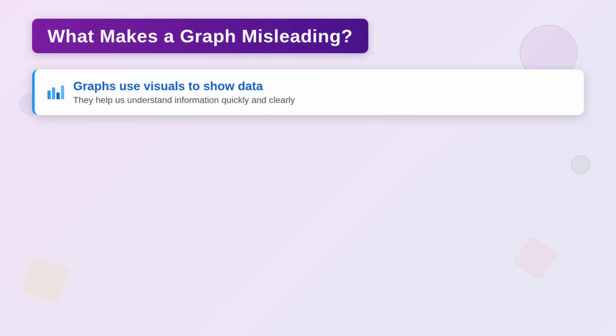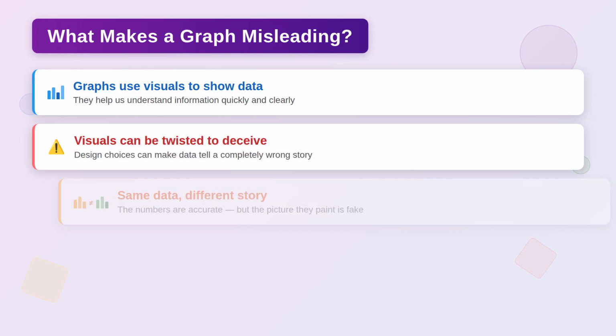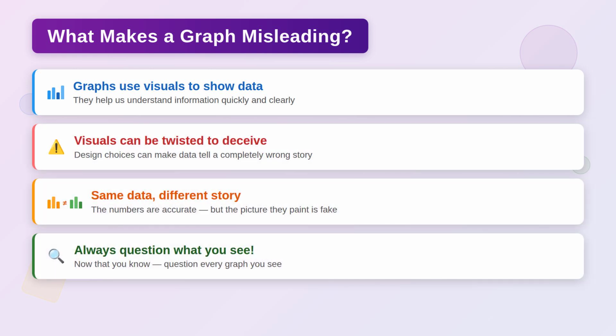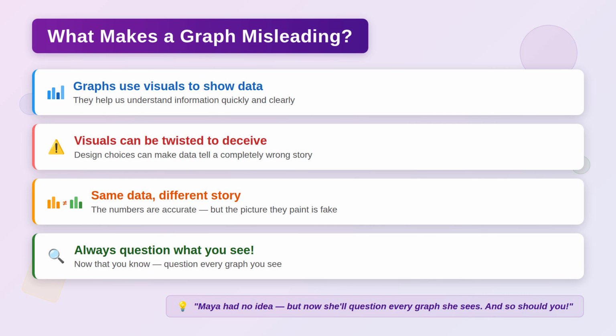So, what exactly is a misleading graph? Here's the thing. Graphs are supposed to help us understand data quickly and clearly. But sometimes, the way a graph is designed, on purpose or by accident, makes the data tell a completely wrong story. The numbers might be totally accurate, but the picture they paint is totally fake. This happens in news articles, advertisements, and even textbooks. Maya had no idea this was even a thing. But now that she knows to look, she's going to question every graph she sees.